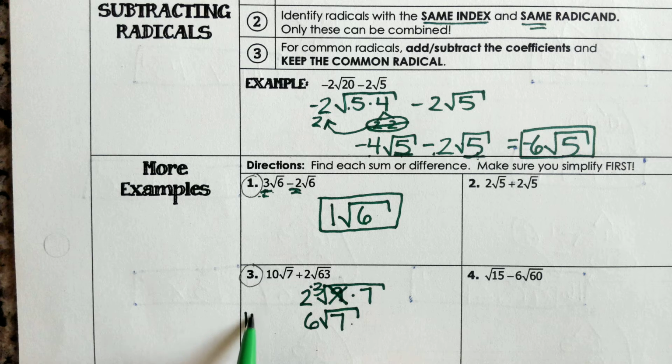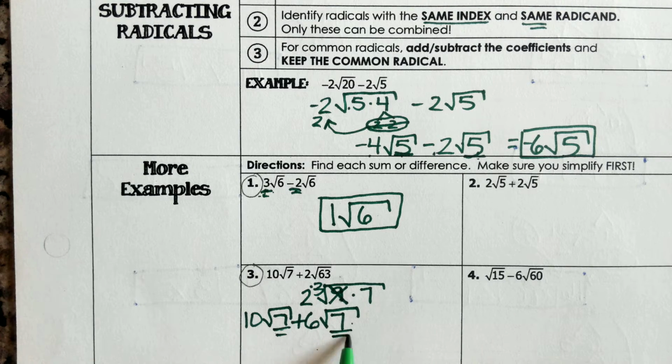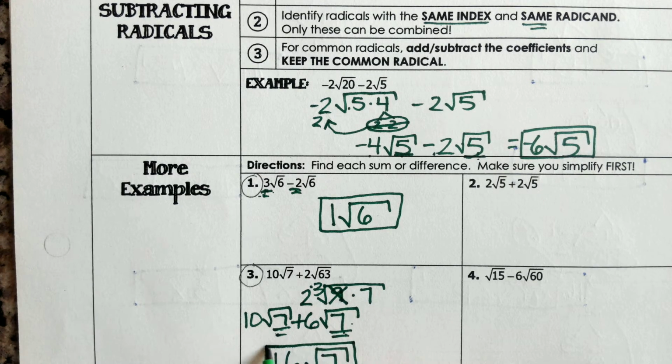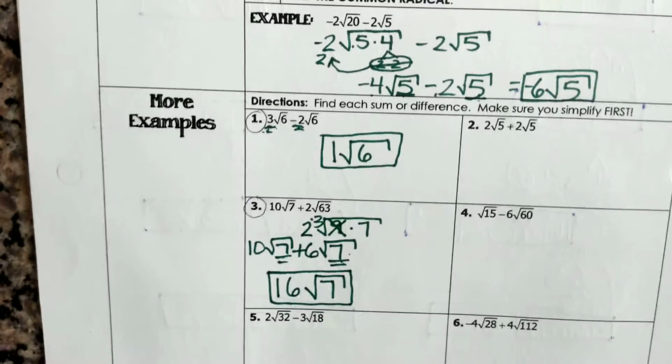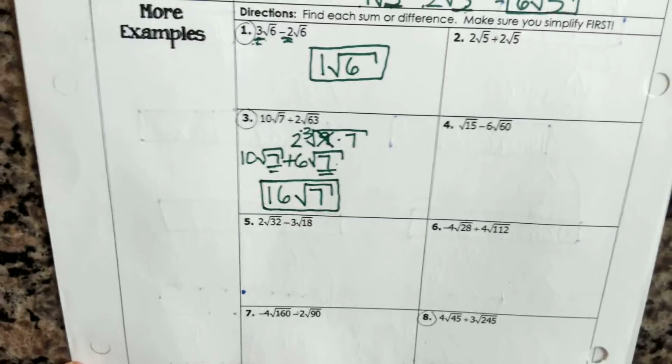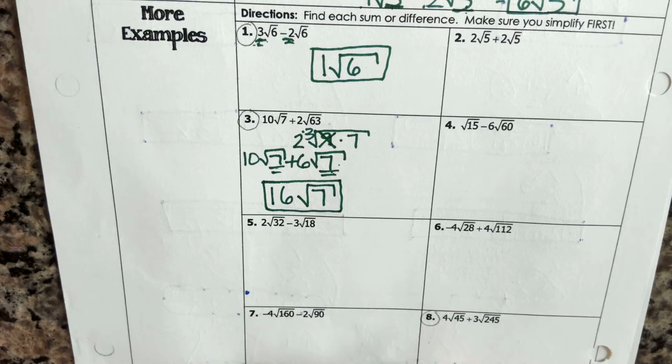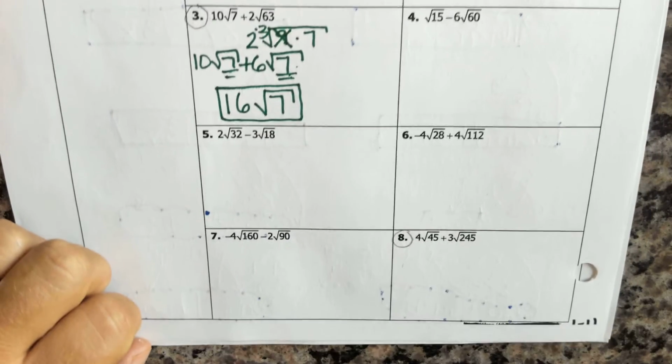So I have 10 radical 7 plus 6 radical 7. So since I have the same radicand right there, I want to know how many radical 7's I have altogether. So grand total would be 16 radical 7. Whoops, I'm sorry. Okay, let's do another one. I'm going to go down to number 8. Okay, so for example 8, let's try to simplify this here.